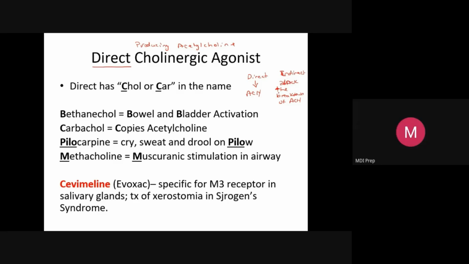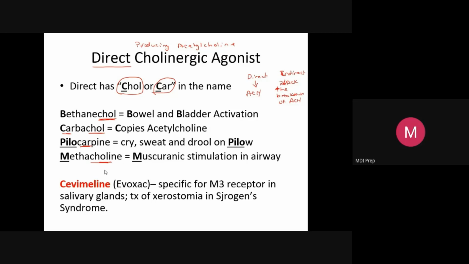Okay, perfect. So let's first of all talk about the direct cholinergics. All direct cholinergic drugs are either going to have the word chol in it or car. Pretty easy, right? Watch this. Bethanechol, that's choline. Carbachol, that's choline. Pilocarpine, that's another cholinergic. Methacholine. Does everybody see that? If it has the word chol or car in it, it's a direct cholinergic.